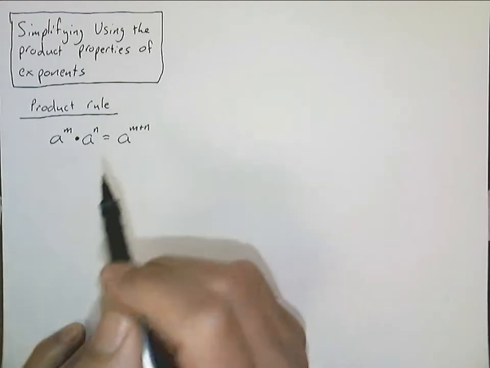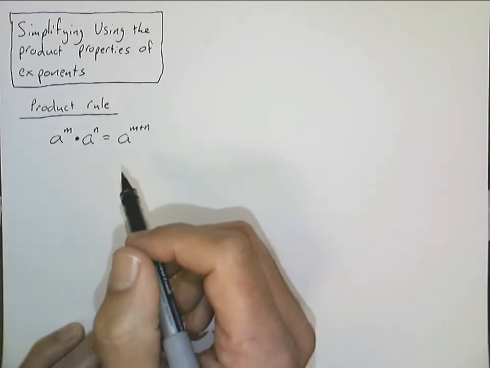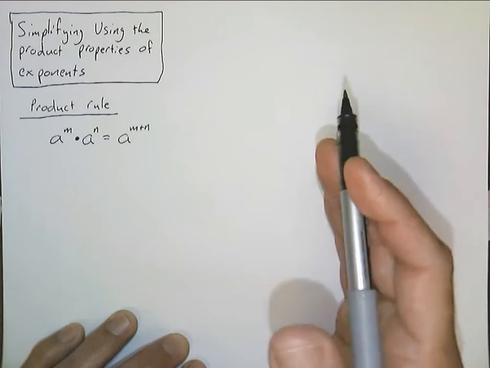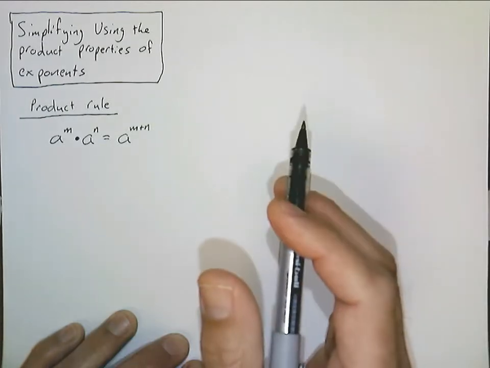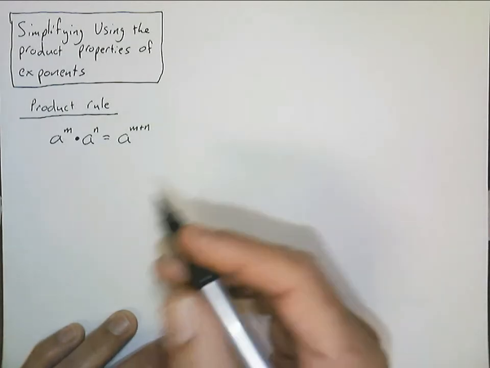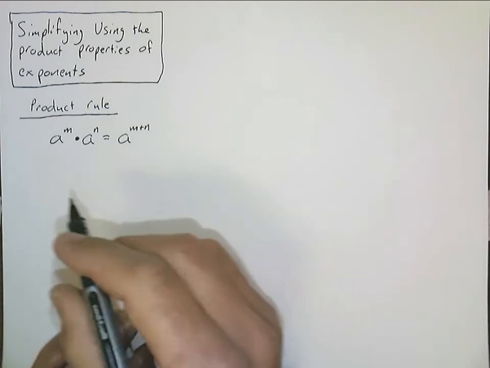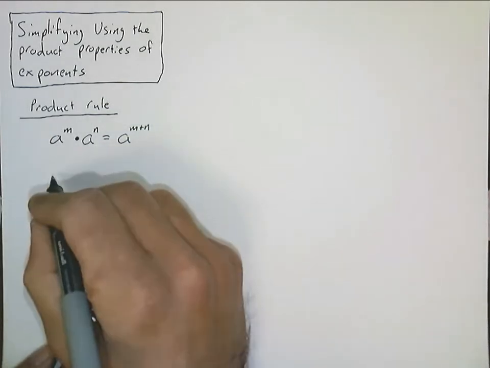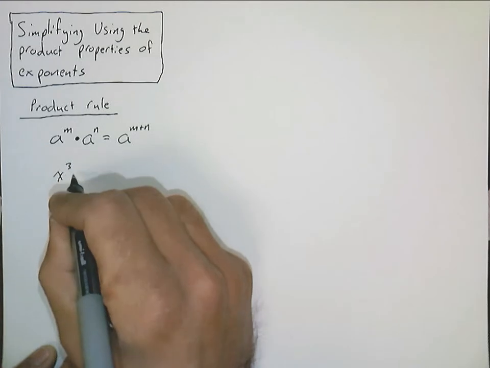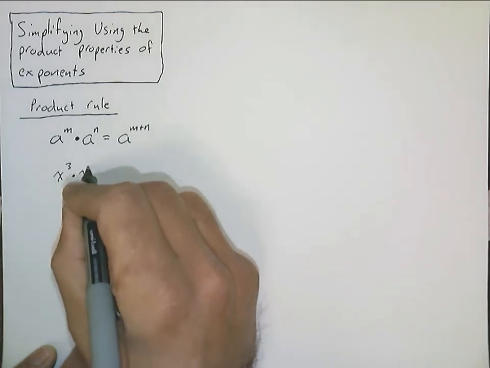This is not something you should memorize. If you do, you're going to forget it, and trust me, I've seen it a million times before. Just look at a simple example if you forget how this works. Suppose you have x to the power of 3 multiplied by x to the power of 4.